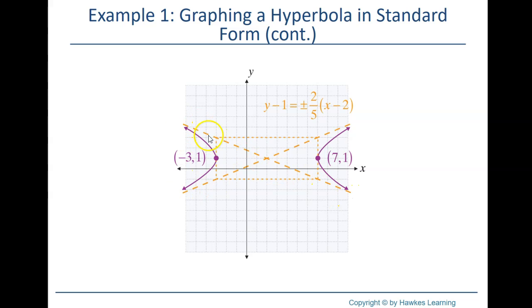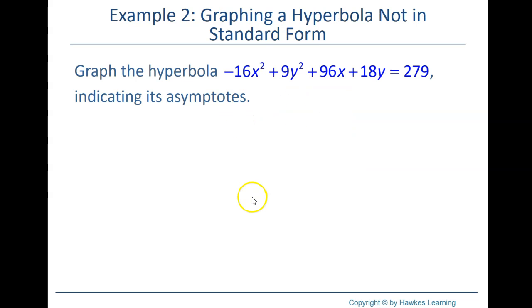Go from upper left corner to lower right corner. Lower left corner to upper right corner. Connecting those, that'll make your asymptotes. And then we move away from the vertices towards the asymptotes in both directions. And there's your hyperbola.